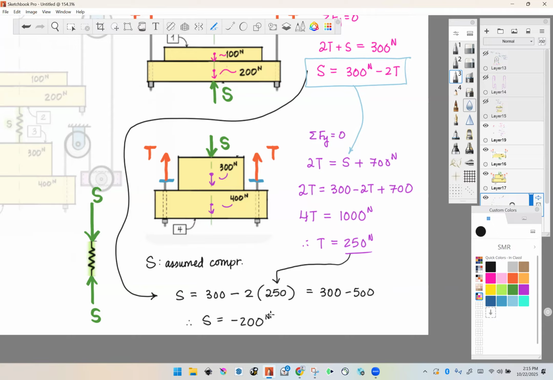This gives us a chance to make our final answer, like if we were asked about the spring force. We'd say the spring force is negative 200 newtons of compression, therefore 200 newtons of tension. And just express our final answer. That's the end of this one.